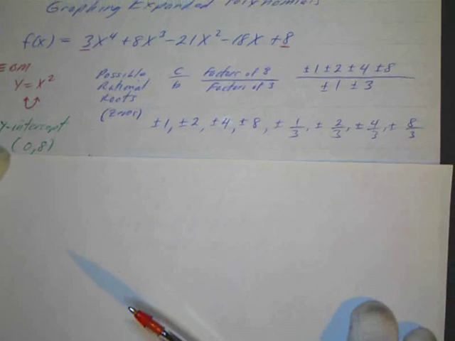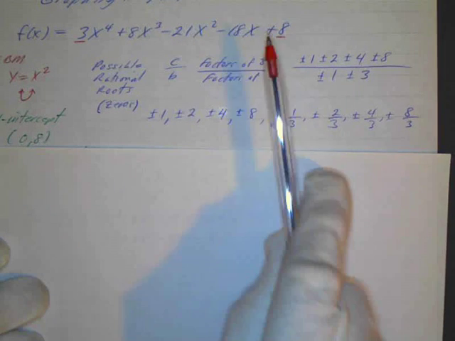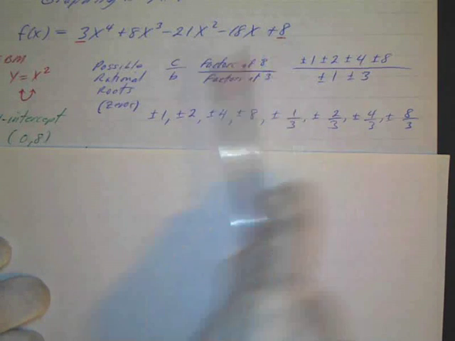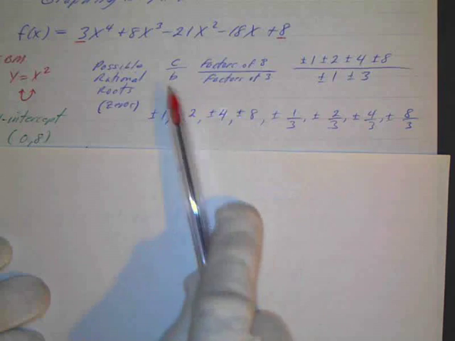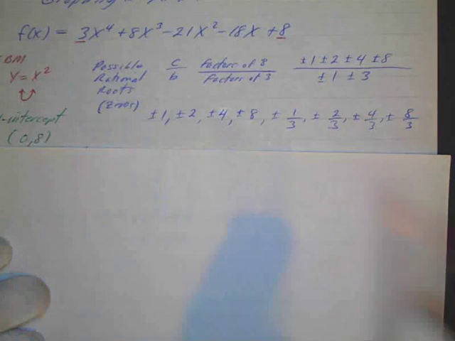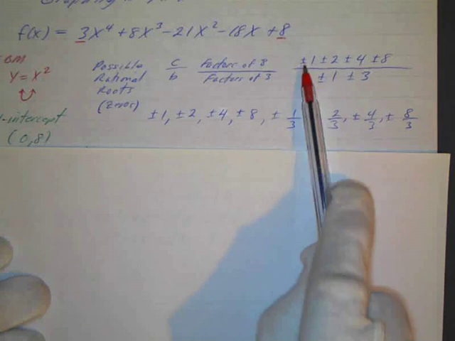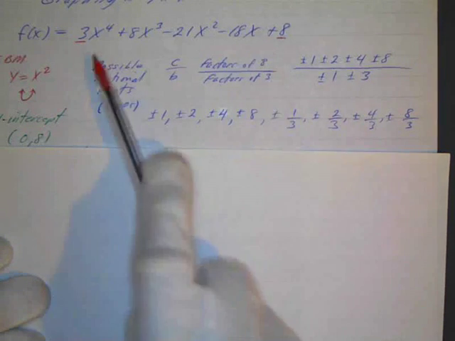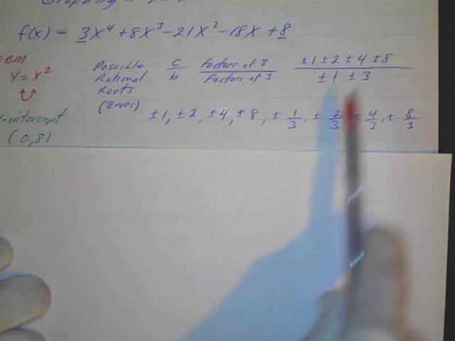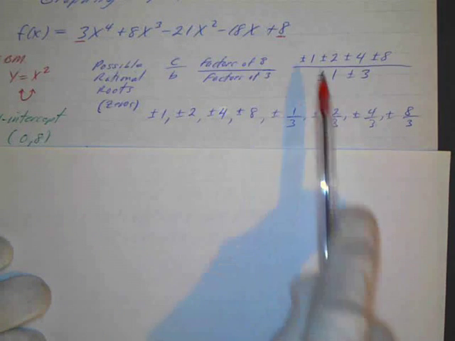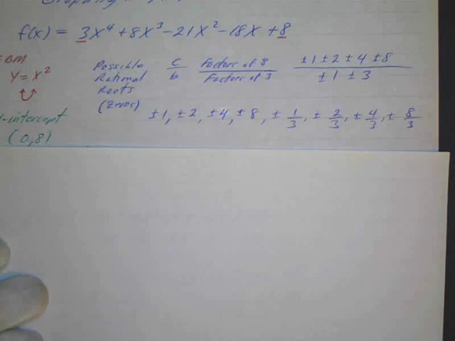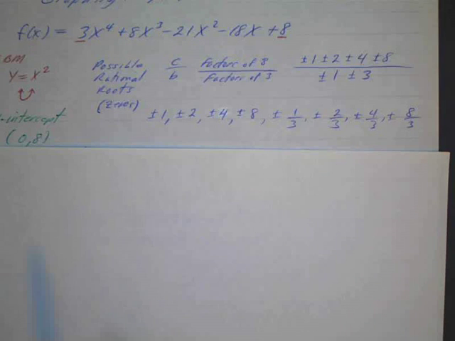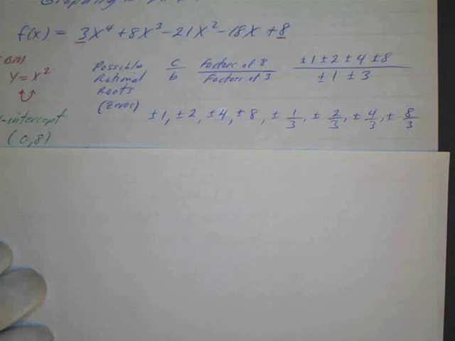My possible rational roots will be in the form c over b, where c is a factor of the constant term 8, and b is a factor of the leading coefficient. The constant term factors will be plus or minus 1, 2, 4, and 8, and the factors of 3 will be 1 and 3. So 1 over 1, 2 over 1, 4 over 1, 8 over 1 would be these, and then 1 over 3, 2 over 3, 4 over 3, 8 over 3 would be these. So we have 8, plus the negative possibilities, so actually we have 16 possible rational roots or zeros.